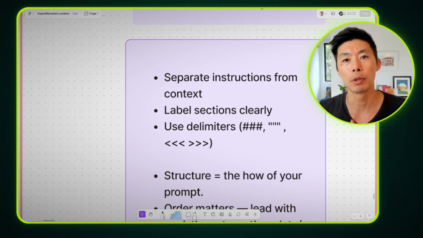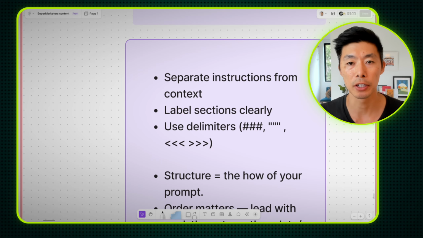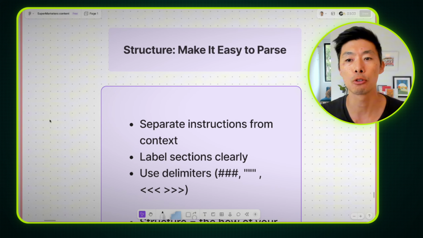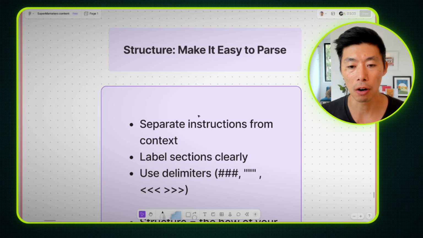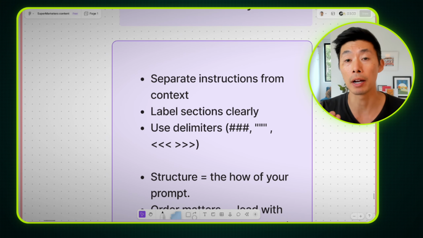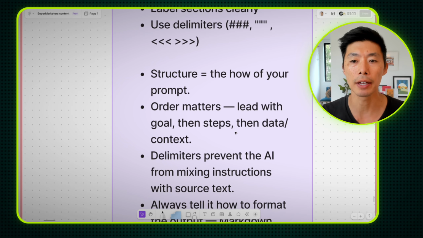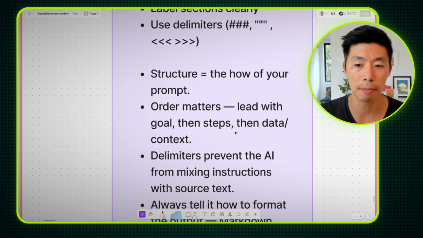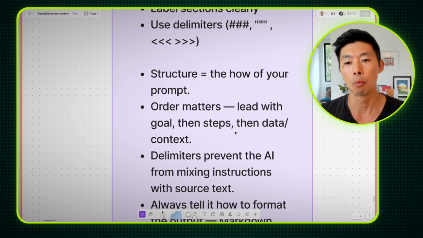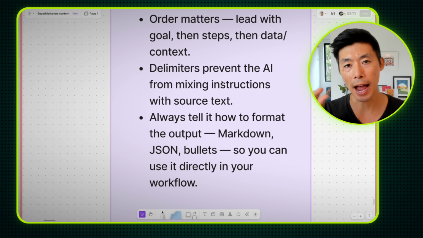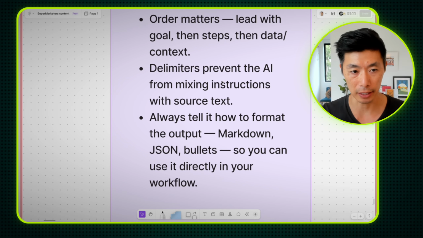The next step that's really important in prompt engineering is to add structure to the prompt. Structure makes it easier for the AI to understand, and you can do this in a number of ways. There are delimiters, for example these hashtags. You might recognize these hashtags from Markdown, where you have a hierarchy of important things. You want to have your instructions, then your context, and that's how the AI actually reads the prompt. The order matters: you start with a goal, then the steps, and then the data and context. So when you add structure, you make it easier for the AI to understand.